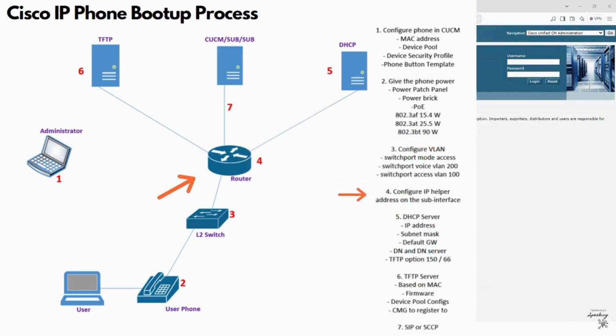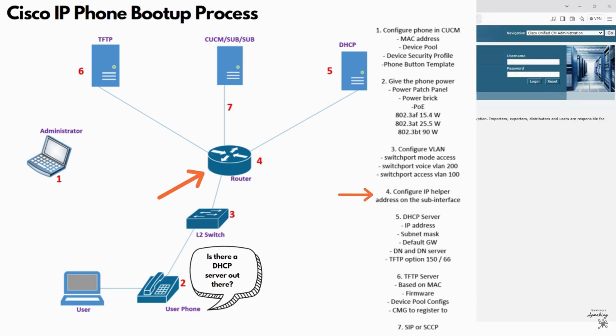Now from the switch, right up we have the router. The router plays a crucial role in helping the phone locate the DHCP server, especially in environments where the DHCP server is not directly connected to the same network as the phone, which is the case in most cases. So the phone sends a DHCP discover message as a broadcast to the local network. This message essentially says, is there a DHCP server out there?